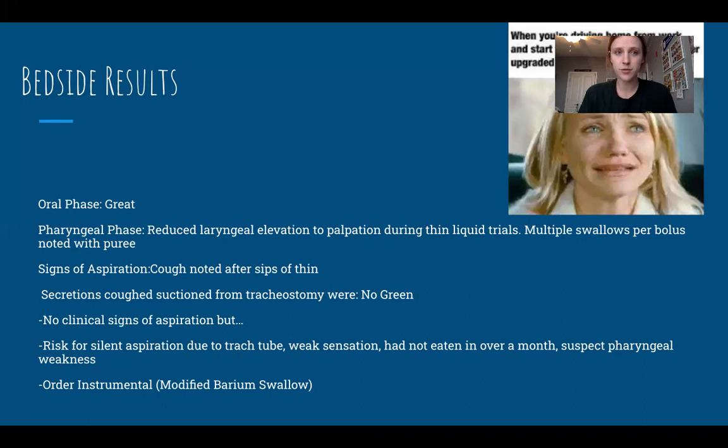But considering her hospital course, she is at risk for more silent aspiration due to her trach tube. And she does have a lot of weakness, as I said, and you just want to be sure that you're using evidence-based and data-driven decision making. So for her, we did proceed to do an instrumental study just to be sure, since it had been so long, despite that she did well at the bedside.